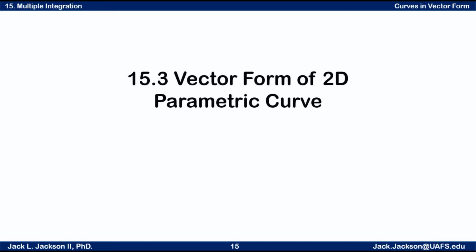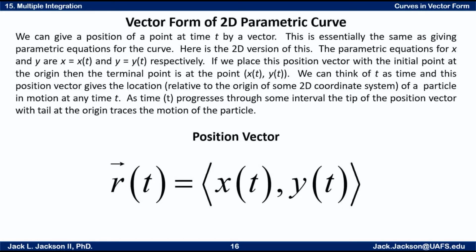In this video, we're going to be looking at the vector form of a 2D parametric curve. So we're going to be using vectors to represent motion of a particle along some path in a plane in 2 dimensions. So we can give the position of a point or a particle at time t by a vector. This is essentially the same thing as giving parametric equations for that curve.